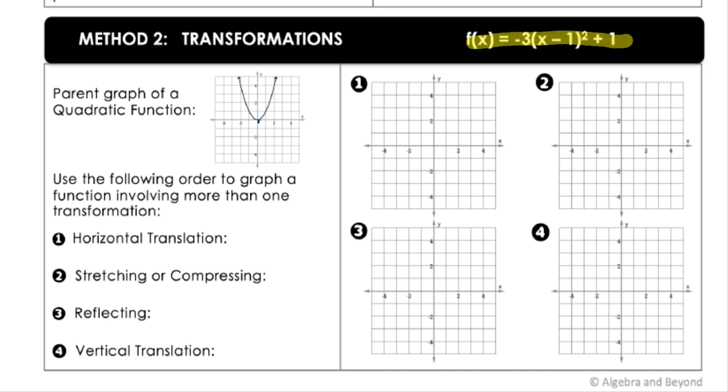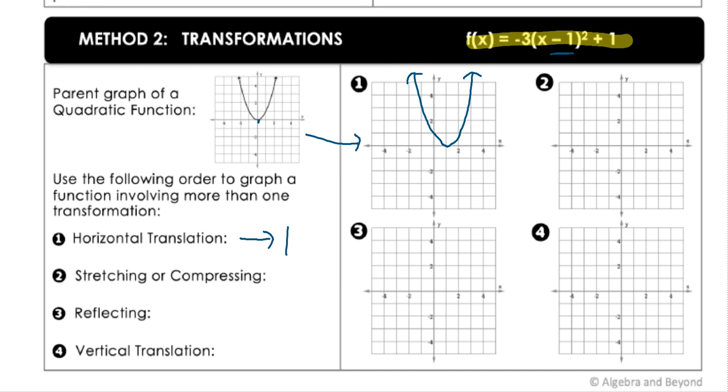And the order we're going to go in is to start with the horizontal translation. So remember, the horizontal translation is inside the parentheses. So in this case, that means it's going to the right 1. So the parabola from the parent function would shift right 1. So now it would be centered 1, 0.